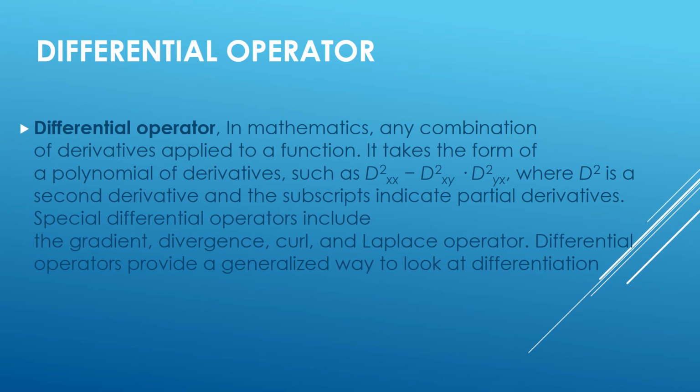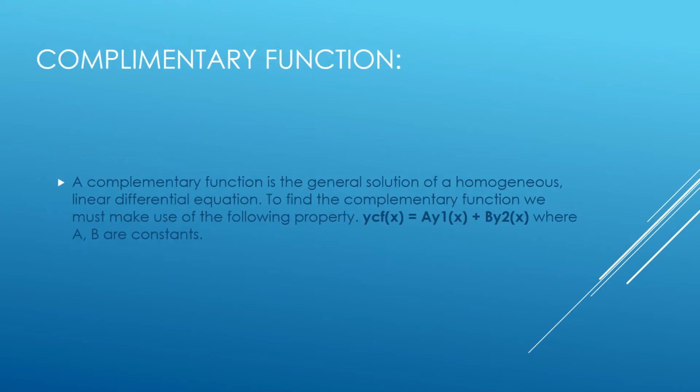For a differential operator, in any combination of derivatives, there is an applied function. It takes the form of polynomial derivatives, such as d square x x minus d square x y into d square y x. As we have discussed, d square is the second derivative of the function. In order to define the gradient, the divergence and the Laplace operator, differential operators provide a generalized way to look at differentiation.